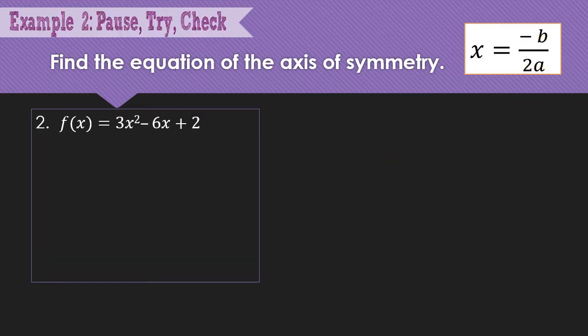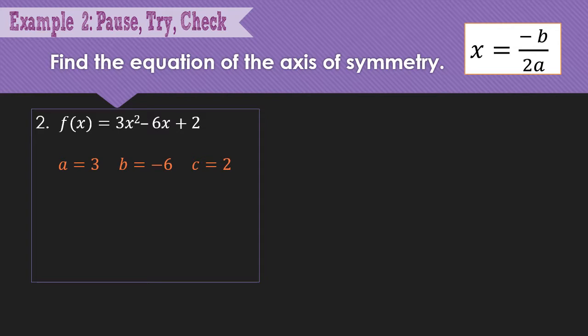All right, we're going to do one more. Now would be a great time for you to pause, try this one on your own, and then come back and check your work. In number 2, we have the function f of x equals 3x squared minus 6x plus 2. So first step, we need to identify our coefficients. So my a value is 3, my b is negative 6, and my c is 2.